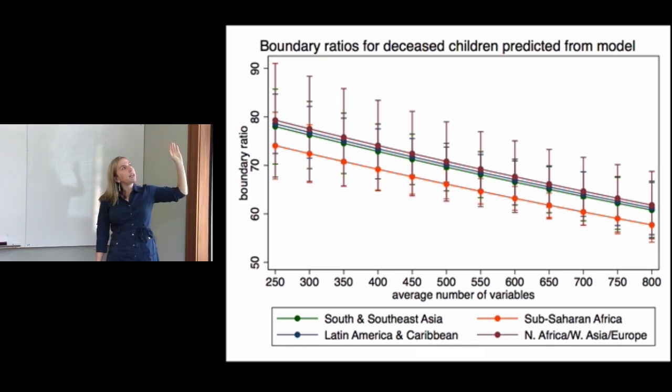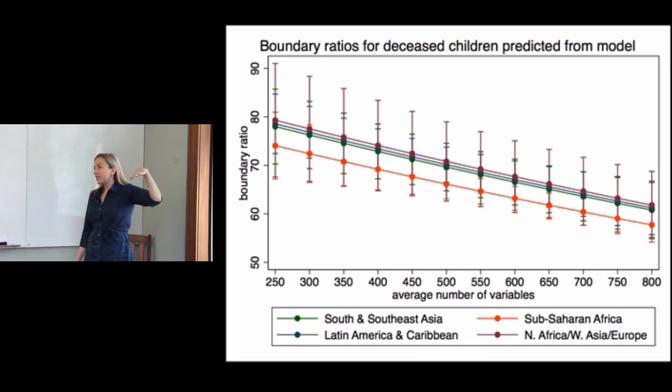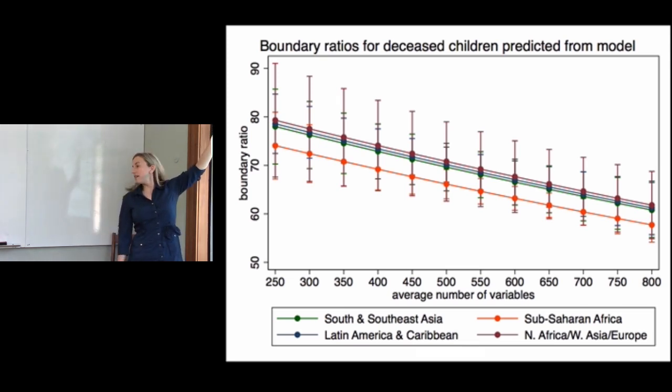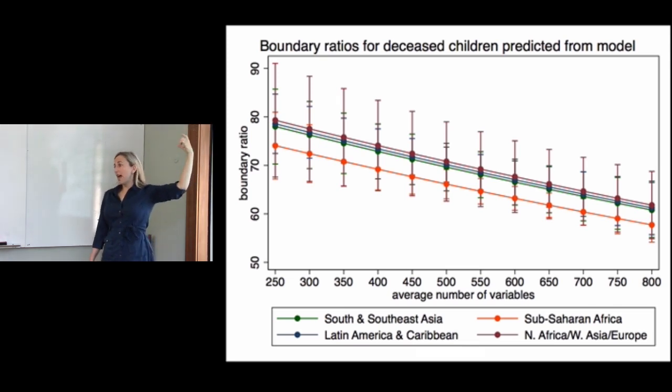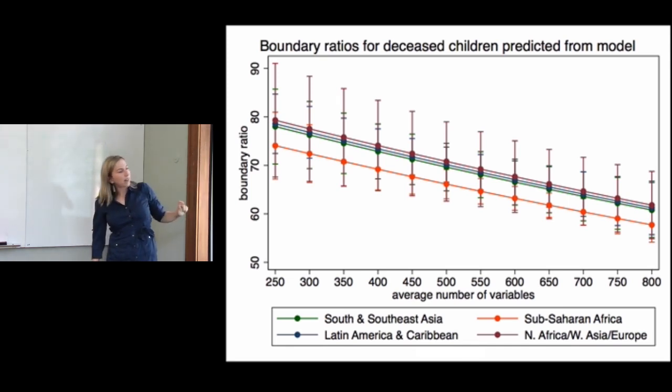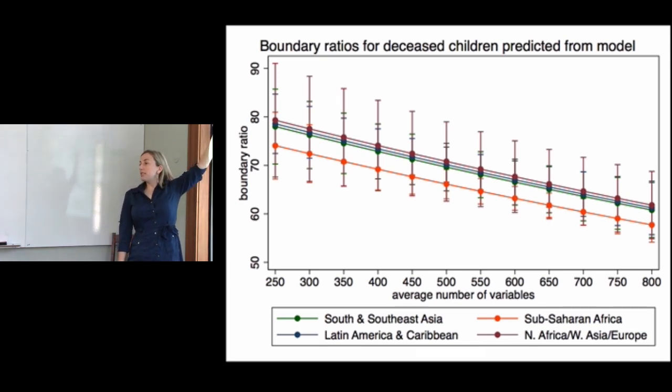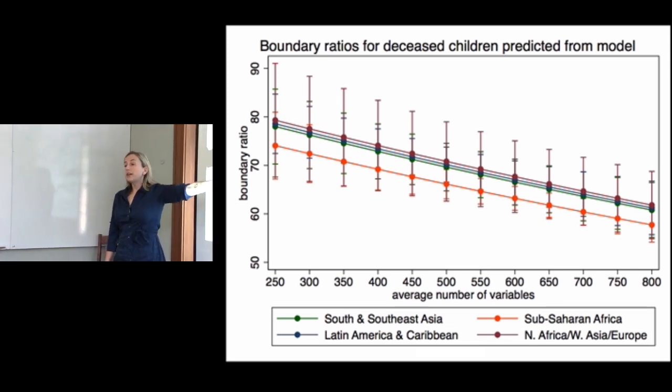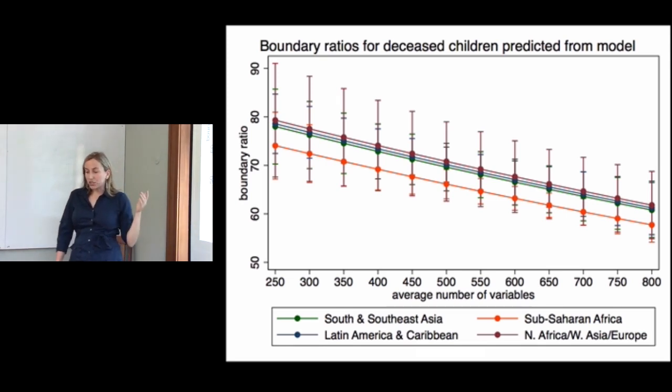This is the predicted boundary ratios for deceased kids from the model, setting all the other covariates to the mean for each region. And we can see why the coefficients aren't significant. The confidence intervals overlap pretty completely. But we can also see that for sub-Saharan Africa, which is the red line, I hope the colors are clear on here, the predicted boundary ratio is substantially lower for every combination of variables.